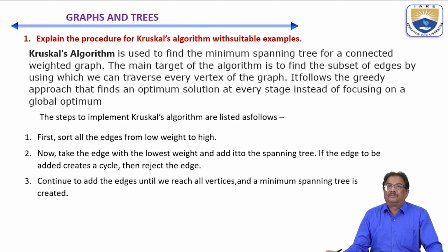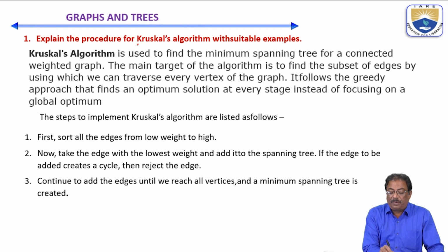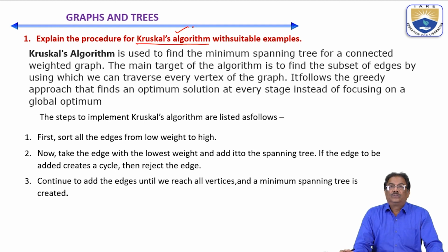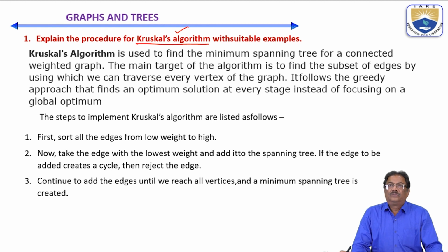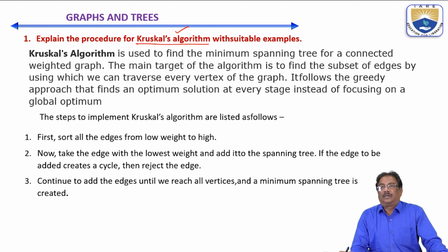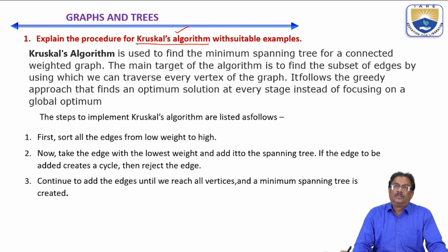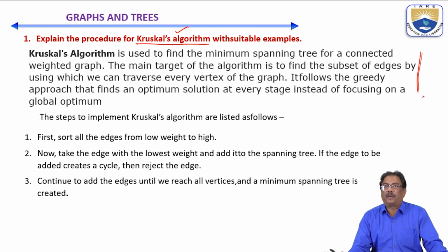Next, another algorithm related to finding a minimal spanning tree is Kruskal's algorithm. So the next algorithm we are going to consider is Kruskal's algorithm. I will explain the procedure of Kruskal's algorithm, and we are going to apply it by taking an example and find the minimal weighted spanning tree. So this is going to be used to find the minimal spanning trees.